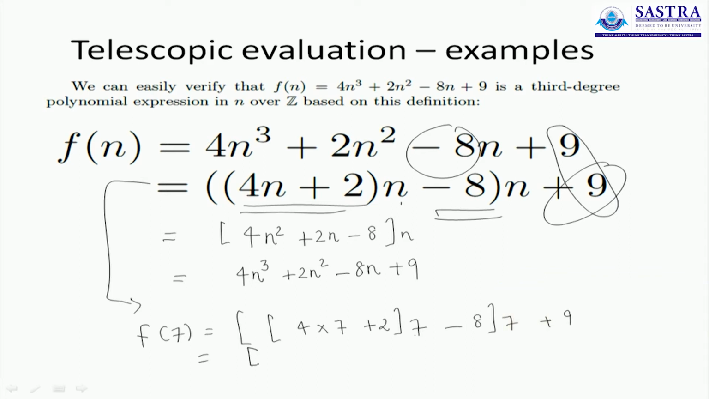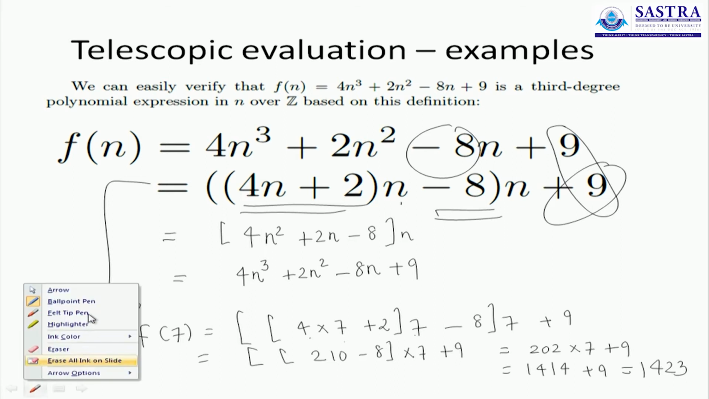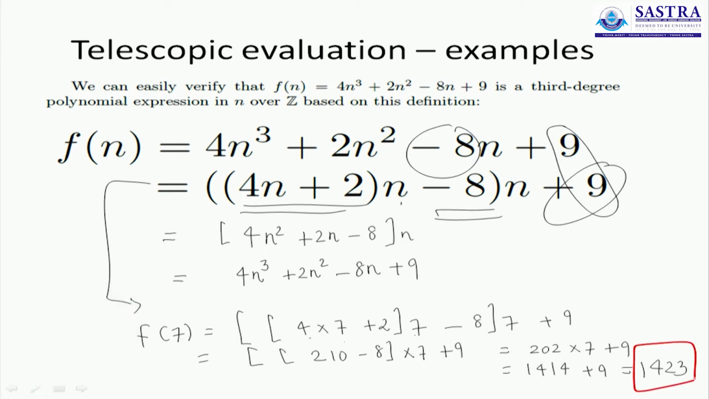So this will lead us to the result where 4 times 7 is 28 plus 2 is 30, 30 times 7 is 210 minus 8, and that you are multiplying by 7 and you are adding 9. So 210 minus 8 is going to be 202, and that you are multiplying by 7, which means you will get a number which is 1414. You are adding 9, you will directly get 1423. Now if you recall, this is the exact answer that we got a couple of slides back.